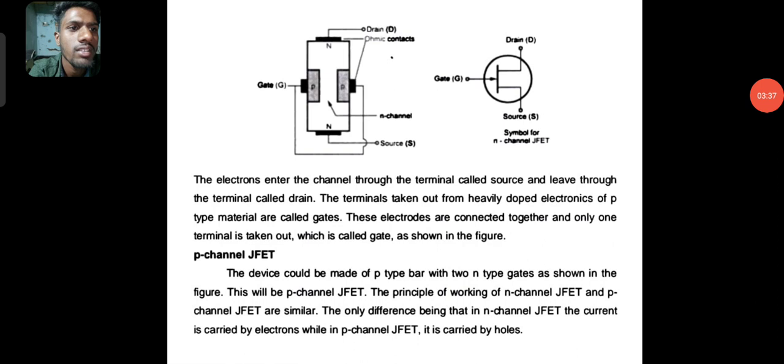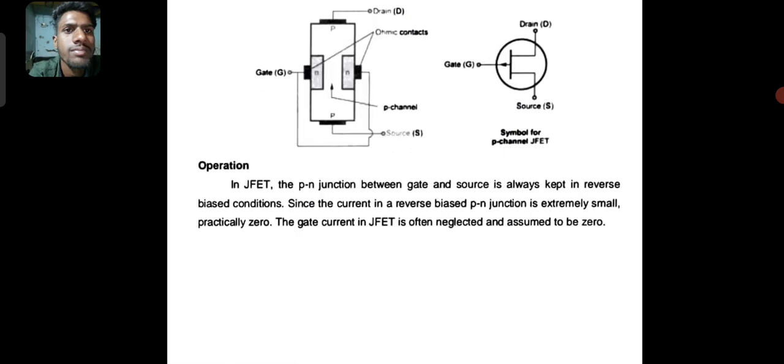The principle of working is the same in both. In N channel JFET, the current is carried by electrons, while in P channel JFET it is carried by holes. And these are diagram pictures and symbols of operation in JFET.